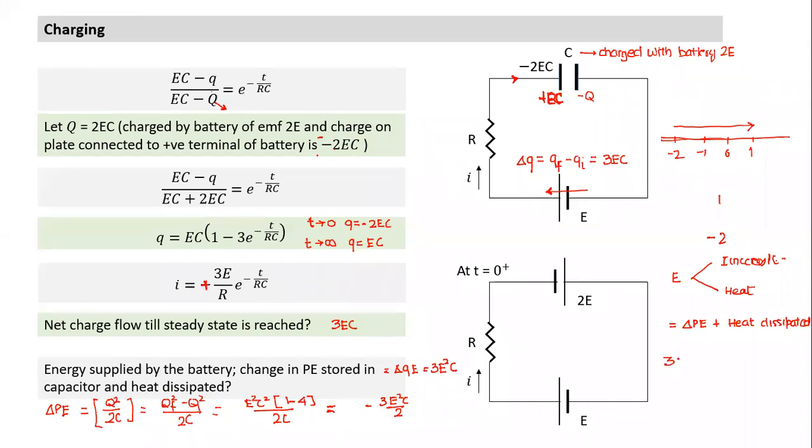If I just simply put these values here, what is the heat supplied by the battery? 3 E square C is equal to the change in potential energy, minus 3 E square C by 2, plus heat dissipated. So what do I get as heat dissipated? 9 E square C by 2. So do I believe this number, or is there some way I can check this quantity?